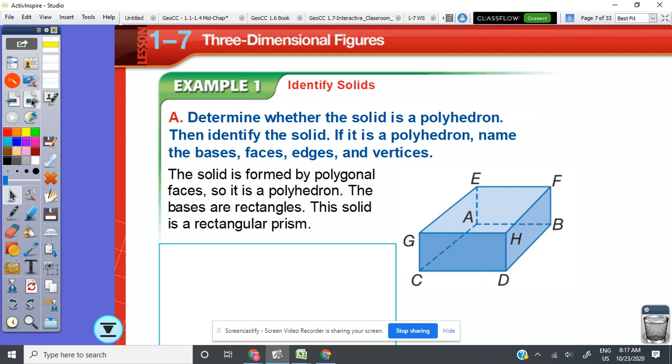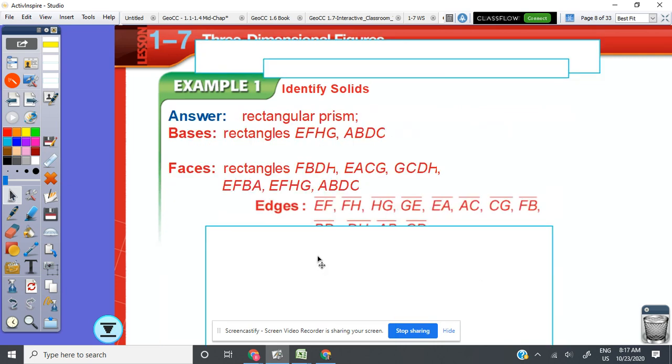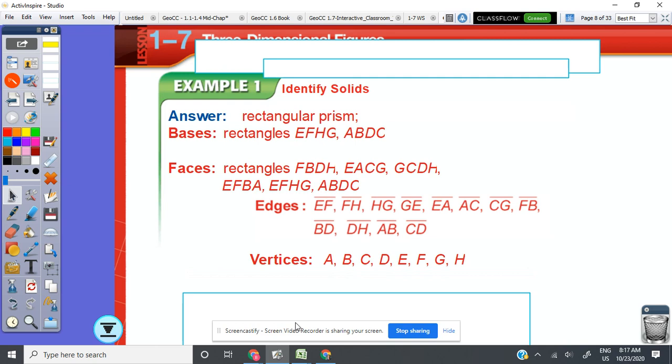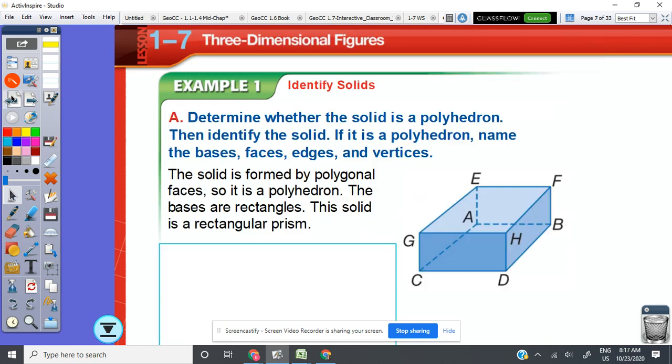Any questions on example one? I don't think I like this method. Sure. Yep. Yeah, this stuff here is almost easier just to do yourself than it is to copy.